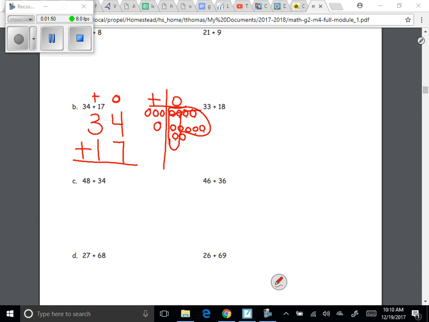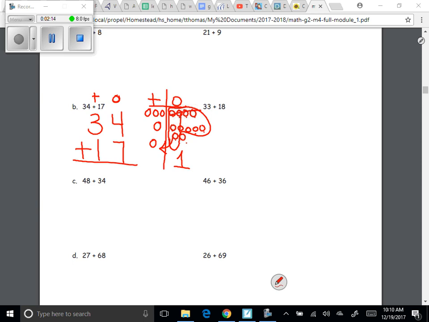Then I'm going to write a T because I know I can trade 10 ones for 1 ten. So I'm going to trade now and make these 10 ones into 1 ten. So I'm going to draw a new 10 there. I now have 1 one left over. So I'm going to write what I count, and that's 1 one left over.